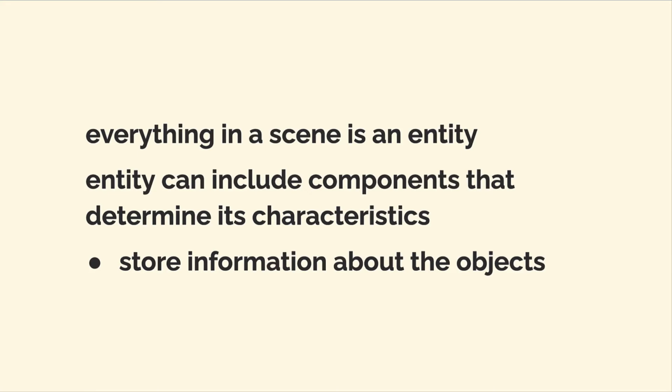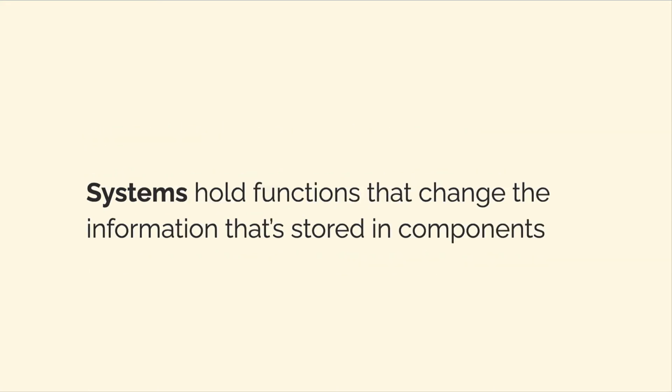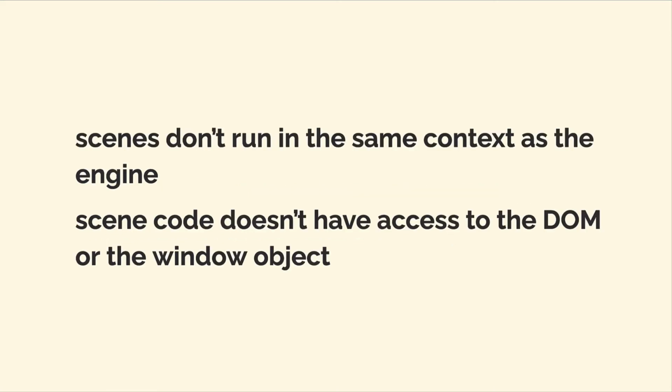Everything in a scene is represented as an entity. This entity can include components that determine its characteristics, like it could be a house or it could be a table with characteristics. These components store information about that entity. As well, in a scene, you can have systems. A system will hold functions that change information stored in components.